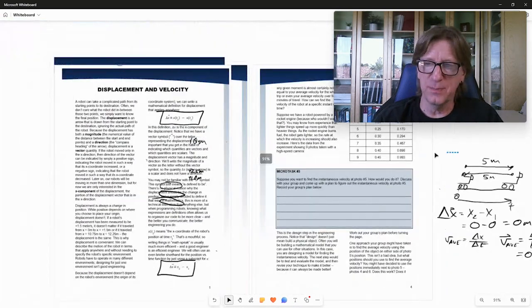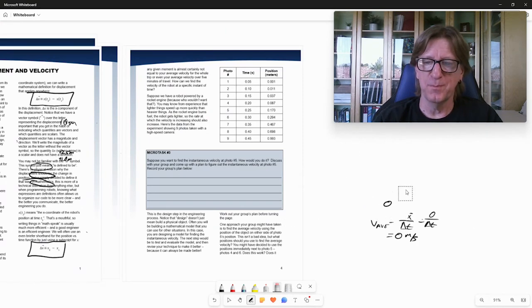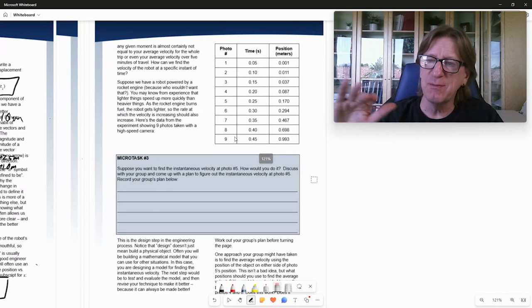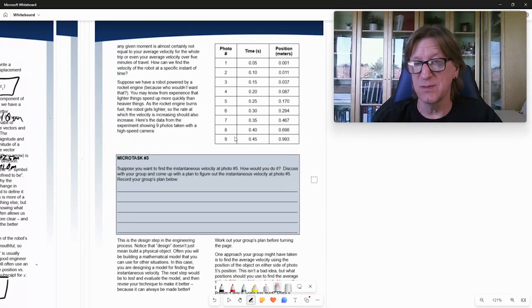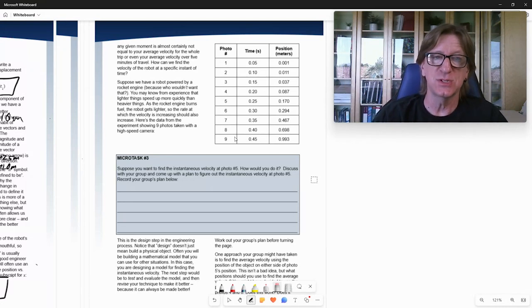Zoom back out, and we will erase what we have here, just to give us some room. All right, so let's suppose up to this point we've been having our robots move at a constant speed or a constant velocity. So that line was just straight. That position versus time curve was just a straight line.